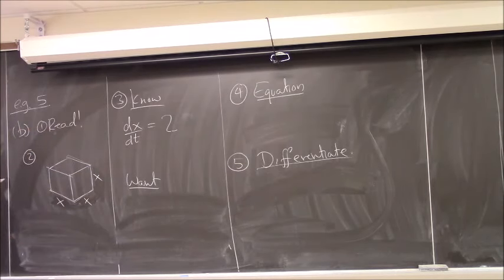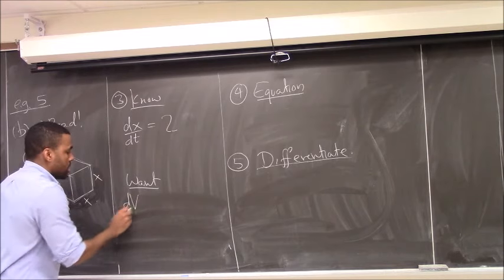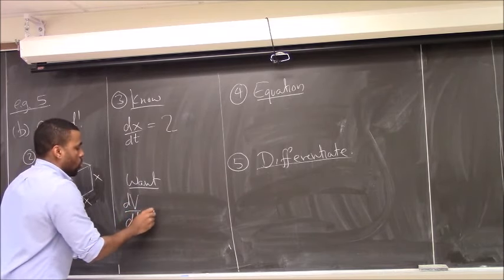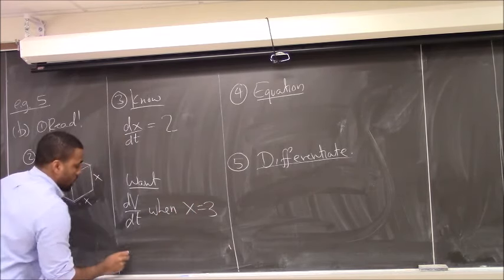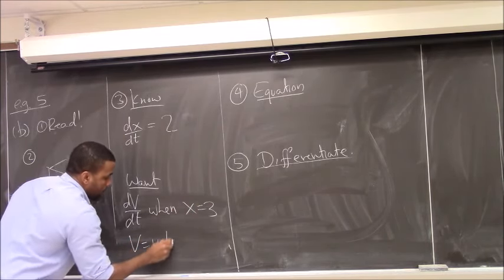What do we want in part B? Volume. How fast is the volume changing? So we want dV/dt when x equals 3, and where V is equal to the volume.